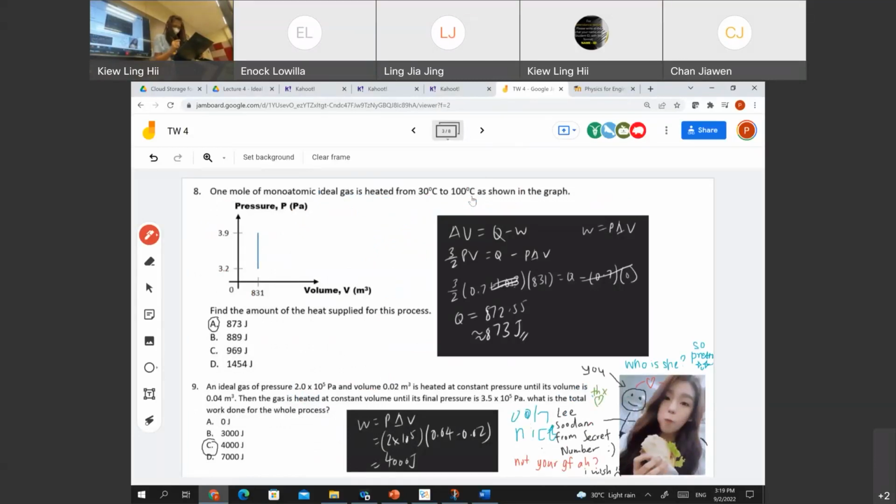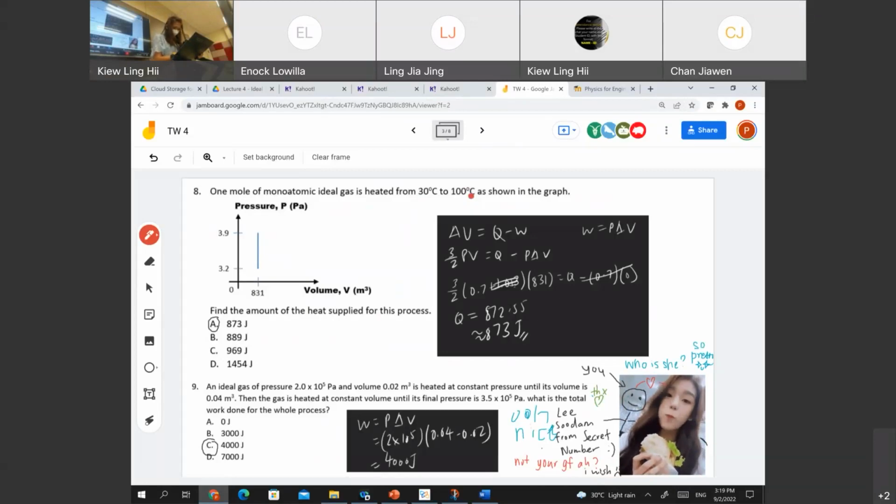Okay, this one is difficult. Question 8: find the heat supply for the process. So you have to find Q, using the first law of thermodynamics. Delta U equals Q minus W. So how do we find delta U?